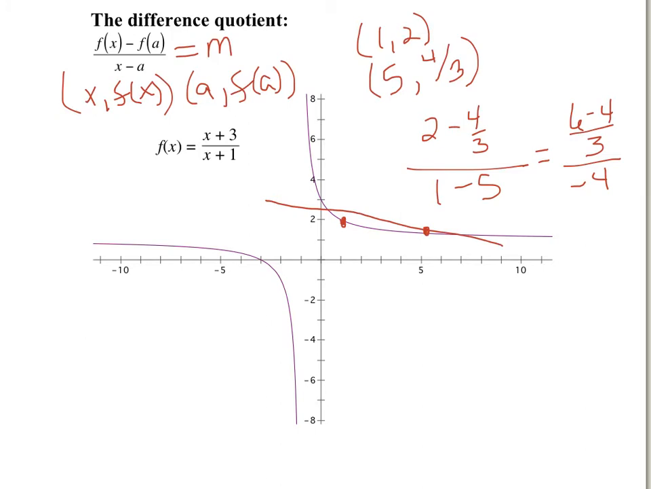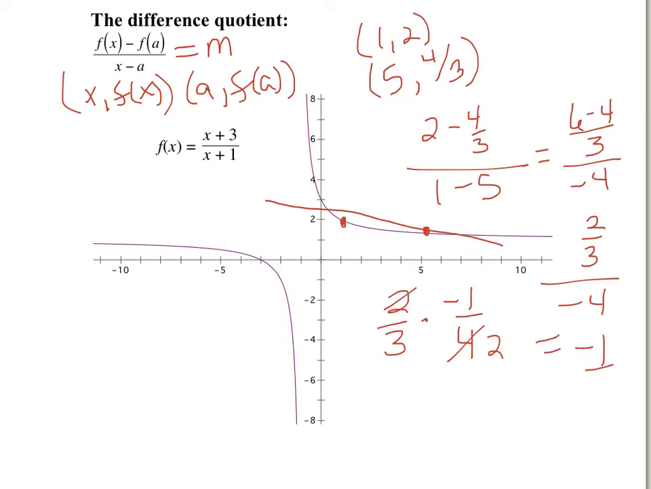All right, so now looking at this, the numerator would become 2 thirds, and my denominator is still negative 4. Well, if I take 2 thirds and divide it by negative 4, that's the same as multiplying by negative 1 fourth. Then I'm able to reduce, and I end up with negative 1 sixth. So the slope between those 2 points is negative 1 sixth.